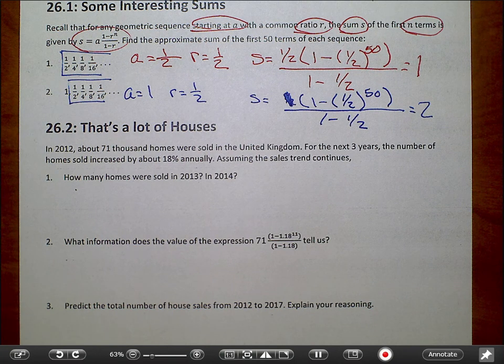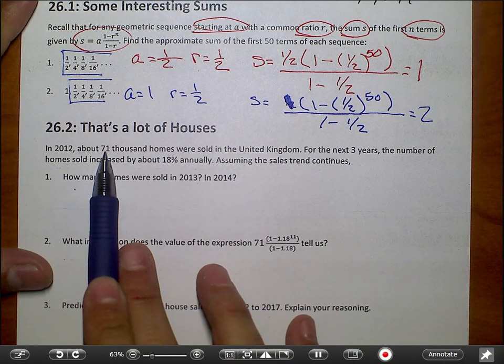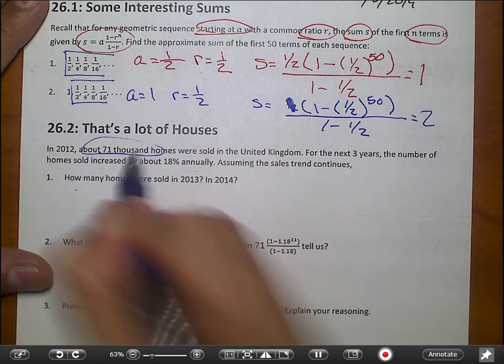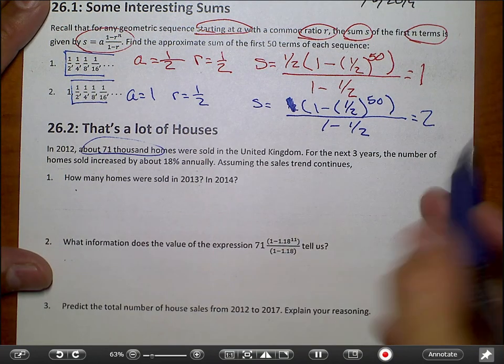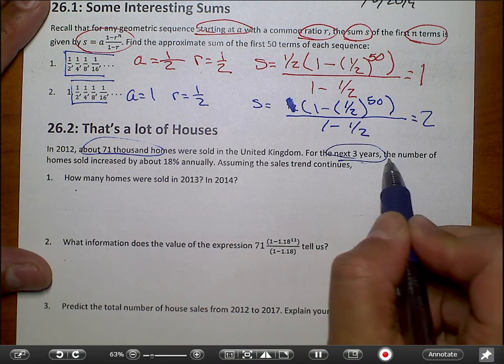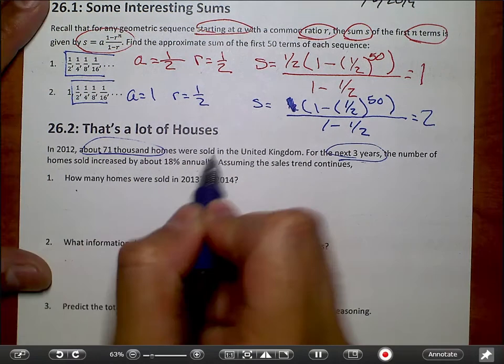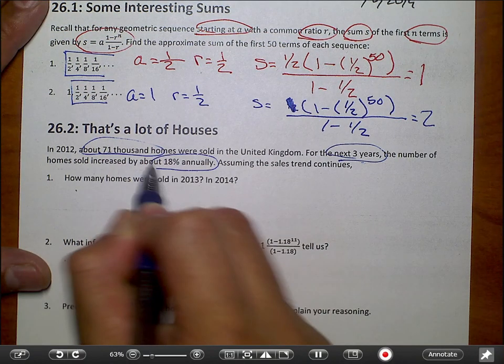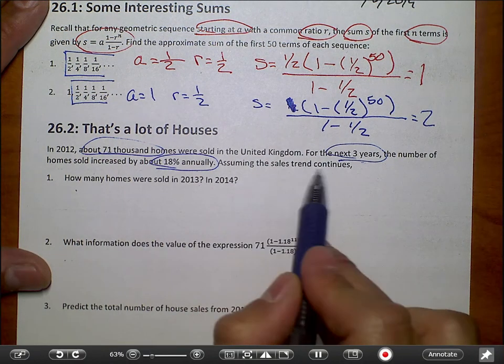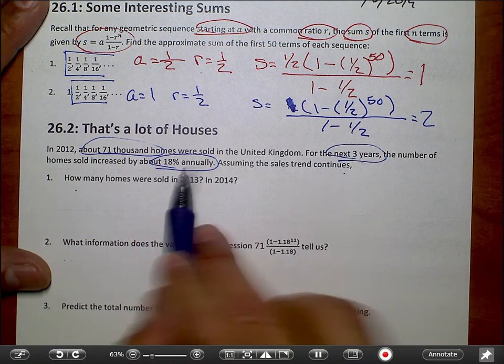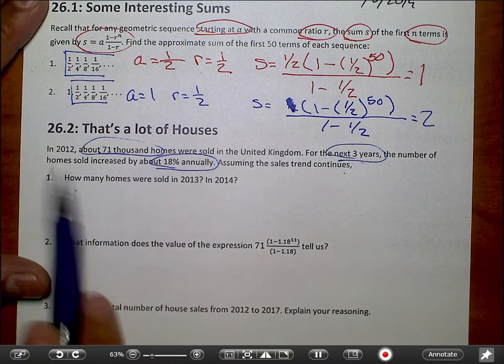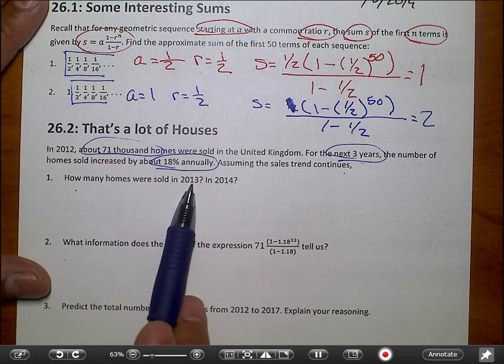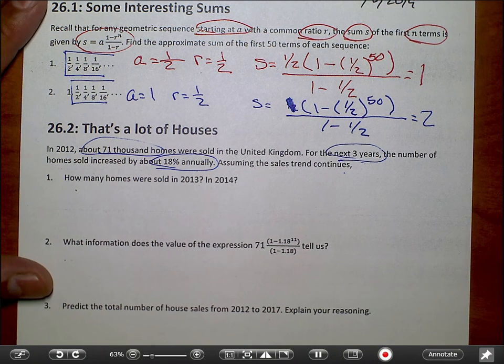This next one here says, in 2012, about 71,000 homes were sold in the United Kingdom. For the next 3 years, the number of homes sold increased by about 18% annually. Assuming that the sales trend continues, how many homes were sold in 2013? So, let's take a look.